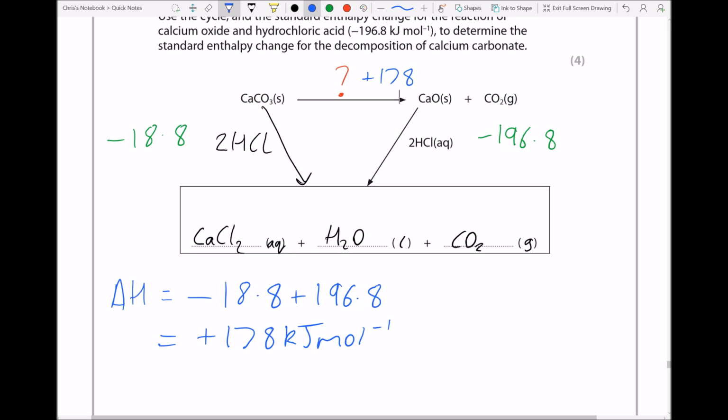So if we start from here, so we go with the arrows, that's plus 178, minus 196.8, plus, because we're going against the arrow, 18.8, then it should all add up to 0. So just check it after you've done your cycle. But yeah, you get quite a few marks there. You get 4 marks. 1 for getting that bit right, 1 for your stuff in the box is correct, 1 for this bit for using the cycle, and 1 for actually getting your answer correct as well. So you get 4 marks. So it's yeah, pretty generous. You know, any mark will count.